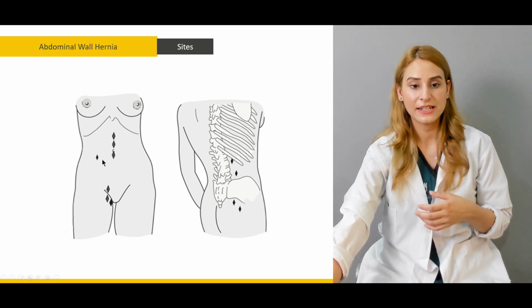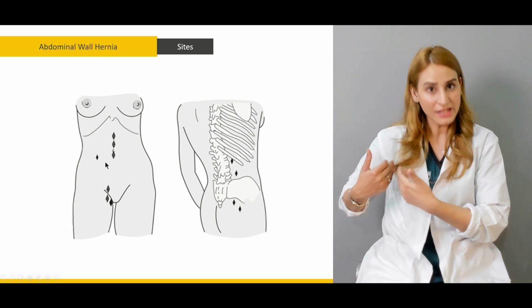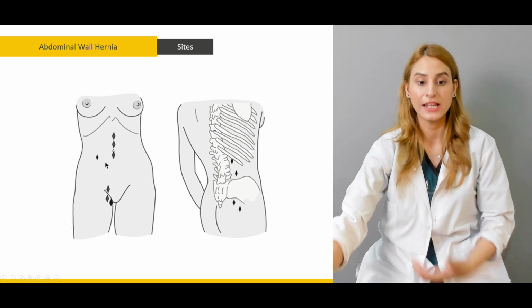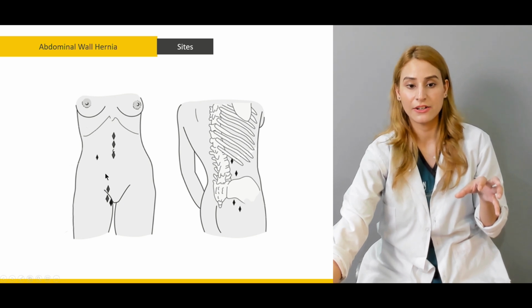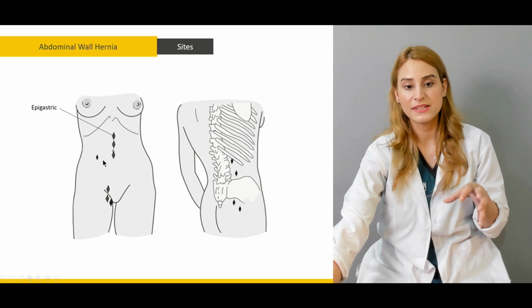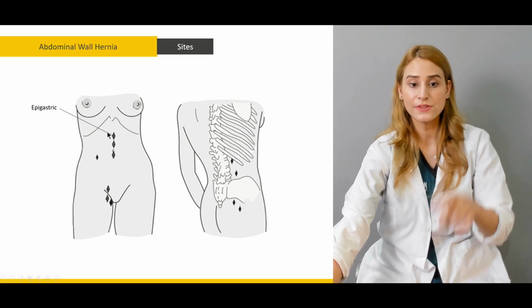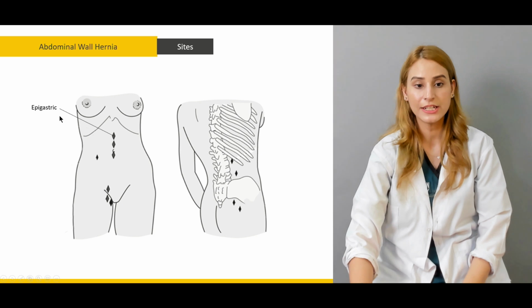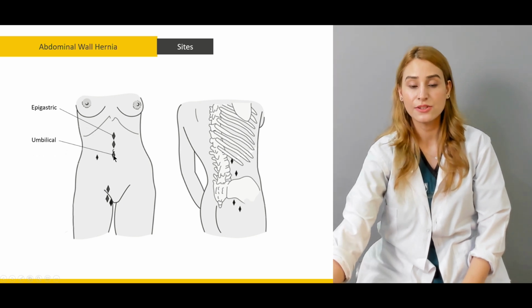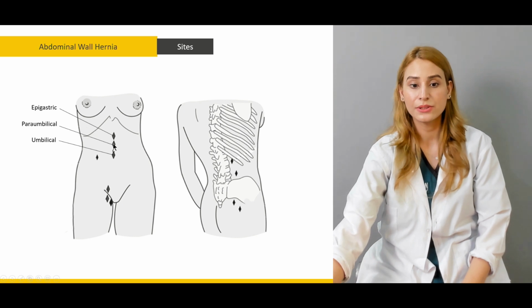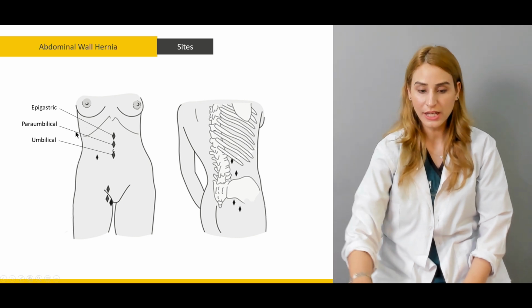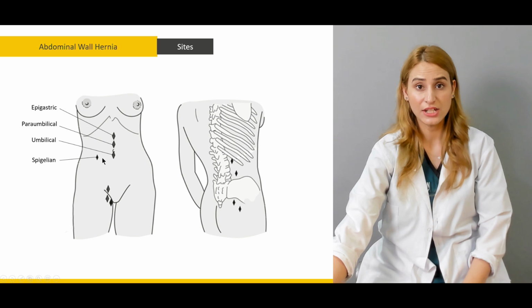This is basically the spigelian hernia, which comes from the lateral border of the rectus sheath. You can see that here is the rectus muscle, here is the rectus muscle, and this is the spigelian hernia. You can also see the epigastric hernia here, and I already told you the site of the umbilical hernia and the site of the paraumbilical hernia, and we have the spigelian hernia.